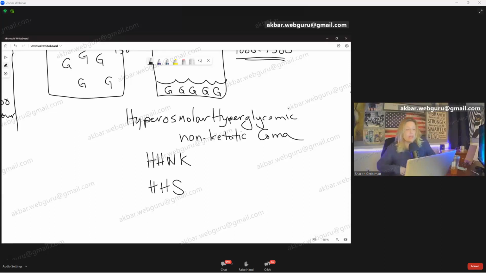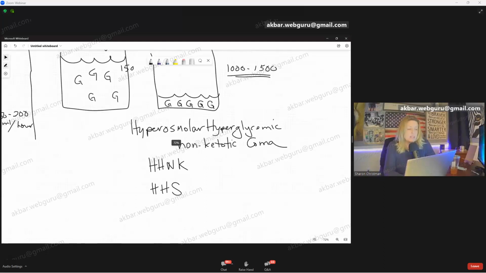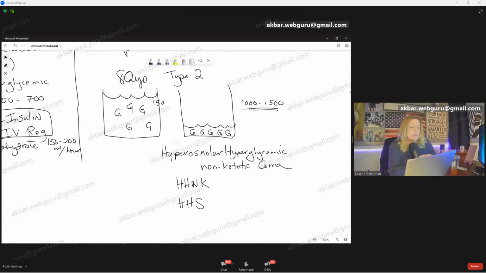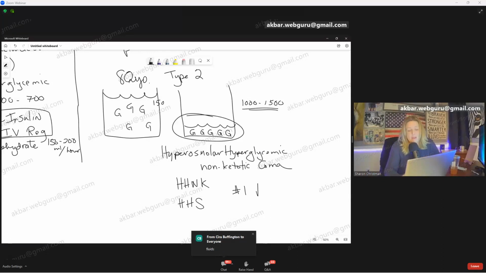Now, what is the underlying problem? I know it's insulin resistance, but what's really the underlying acute problem? The underlying acute problem is dehydration. So what is the number one treatment for this? Rehydrate.